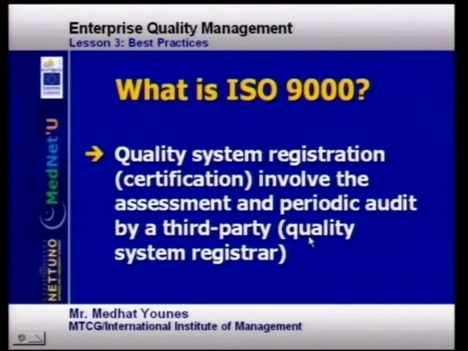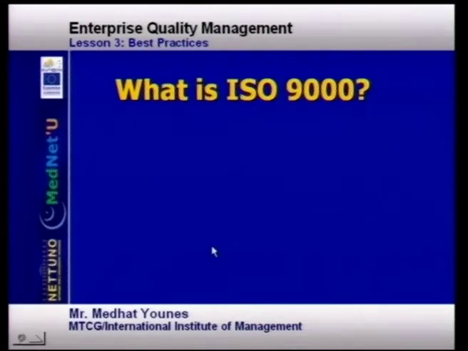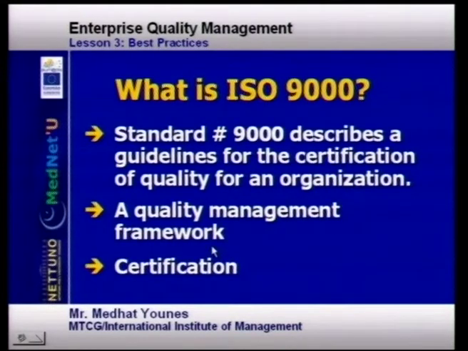So, in short, ISO 9000 is a quality system registration or certification which involves the assessment and periodic audits by a third party, which is normally the quality system registrar. The ISO 9000 standard describes the guidelines for the certification of quality for an organization and provides a framework to help you achieve total quality management.